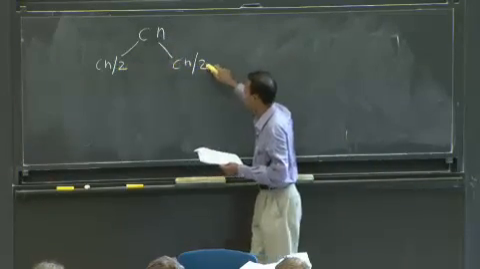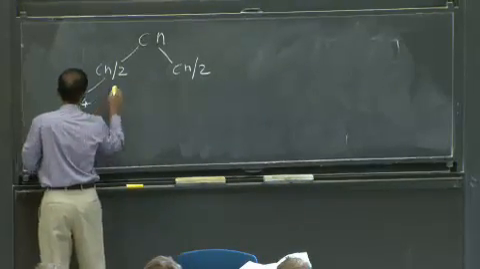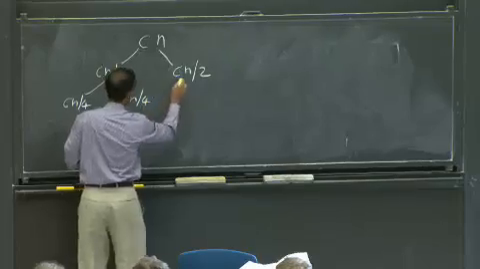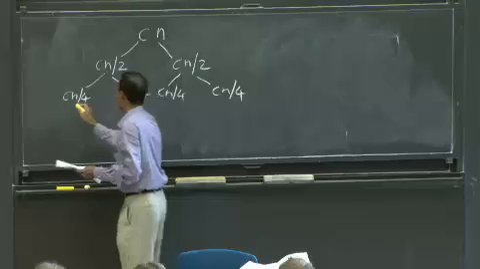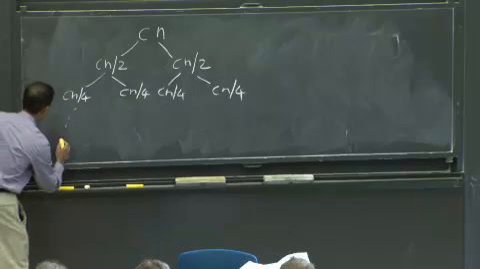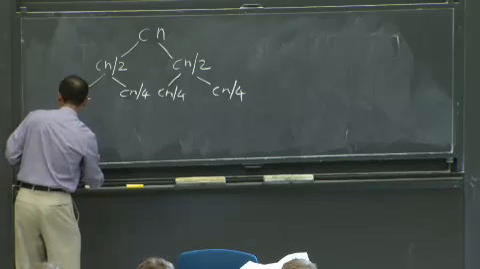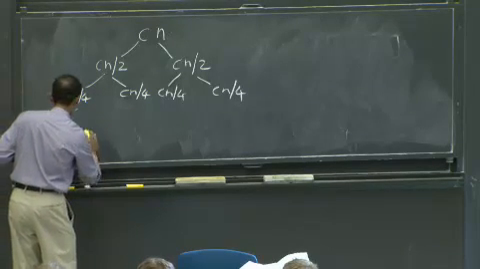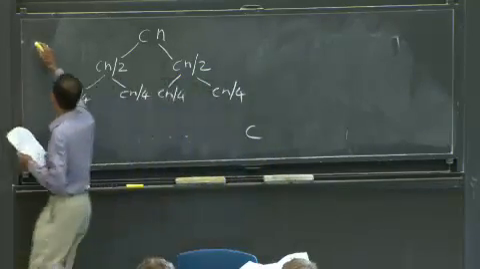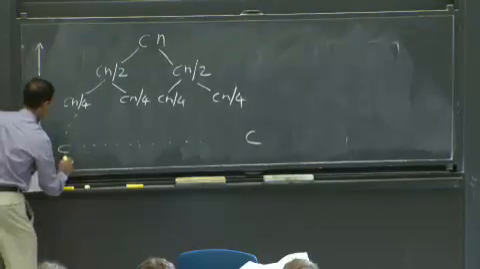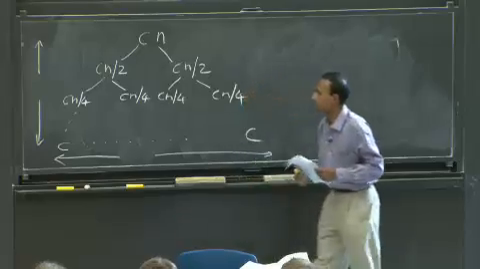So C times n here, C times n over 2 here. And then when I keep going, I have C times n over 4, C times n over 4, etc. And so on and so forth. And when I come down all the way here, n is eventually going to become 1, or essentially a constant. And I'm going to have a bunch of C's here.